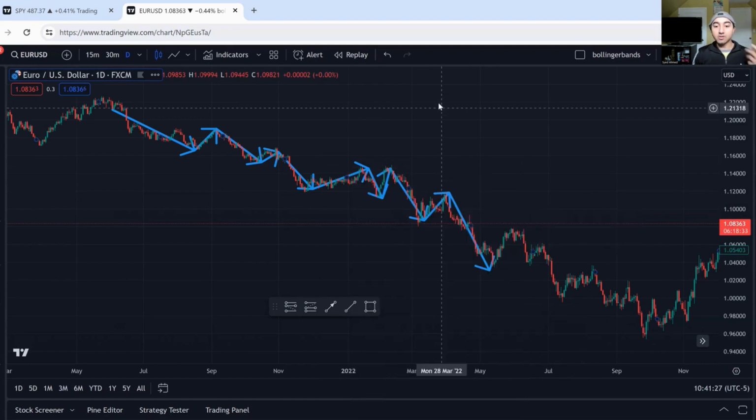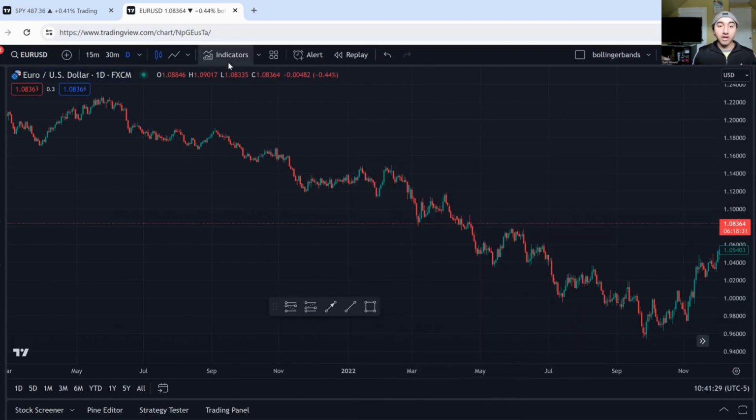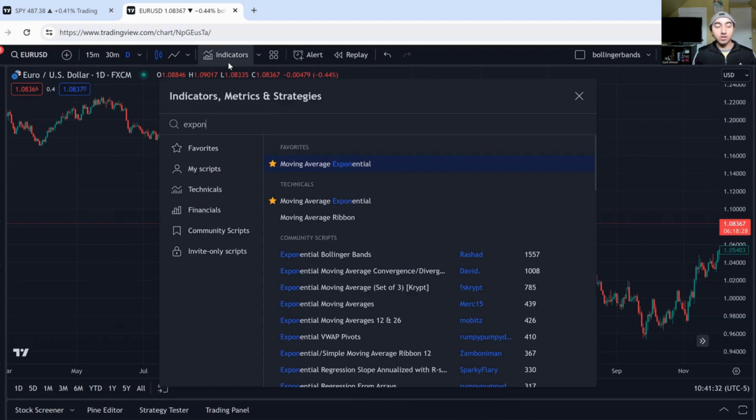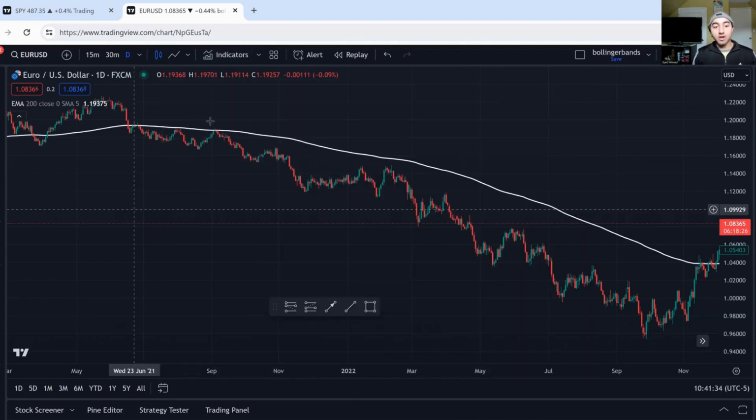Let's add an indicator to this that you guys know and love called the exponential moving average. You guys know I love using the exponential moving average for a long-term trend. And look at that. Price is below the 200 period exponential moving average.